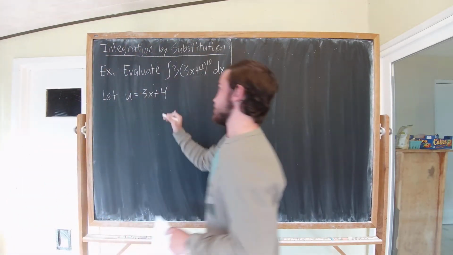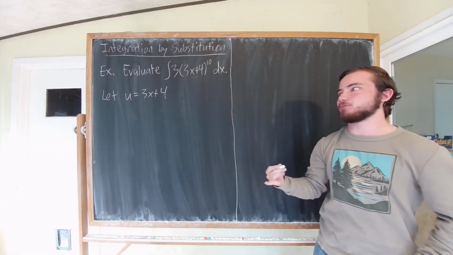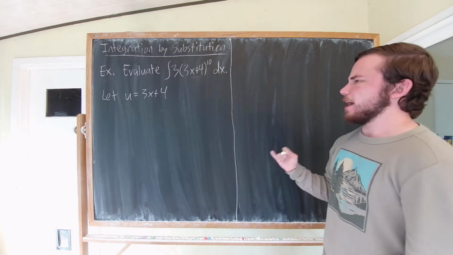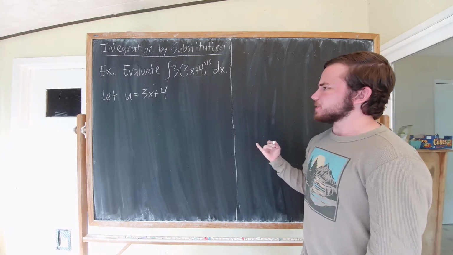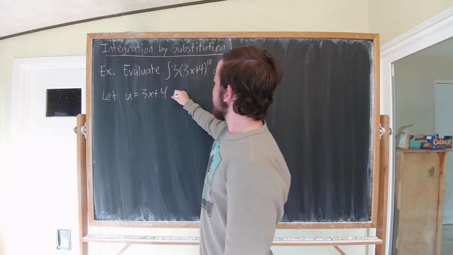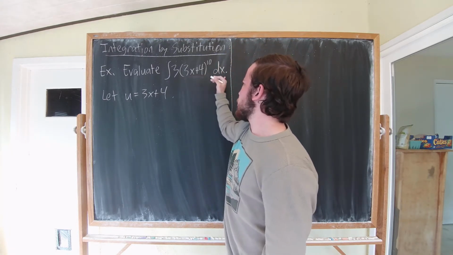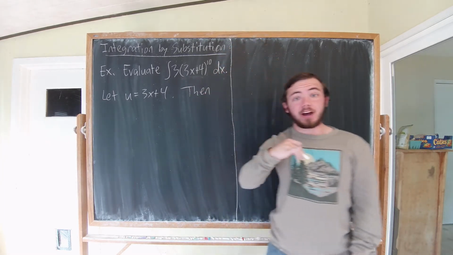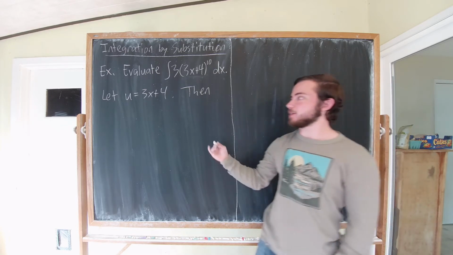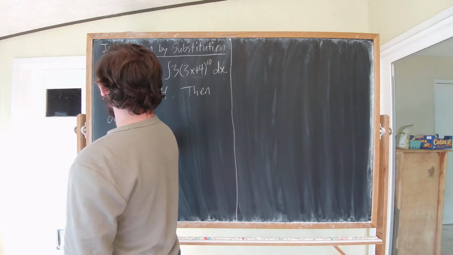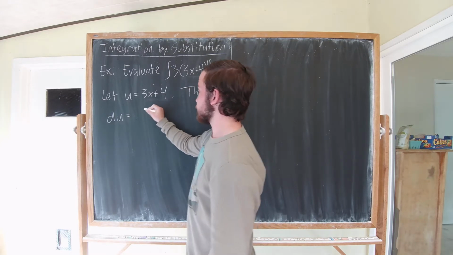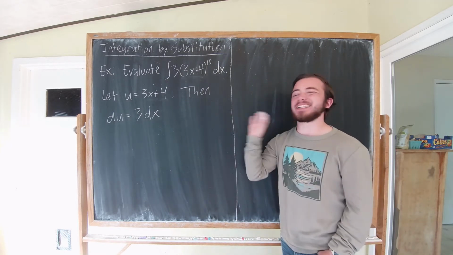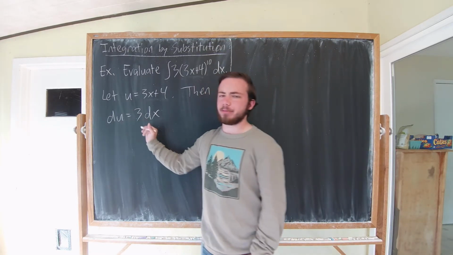The common name for this process is a u substitution for this exact reason, although technically you could use whatever letter you wanted in place of u. Okay, well, if we let u equal 3x plus 4, that would handle rewriting this. But what about this 3 dx part? Then, using the rules of differentials that we covered back in section 3.7, du is equal to the derivative of this thing, which would be 3 dx, right? You can think of du/dx as 3, so du is equal to 3 dx.